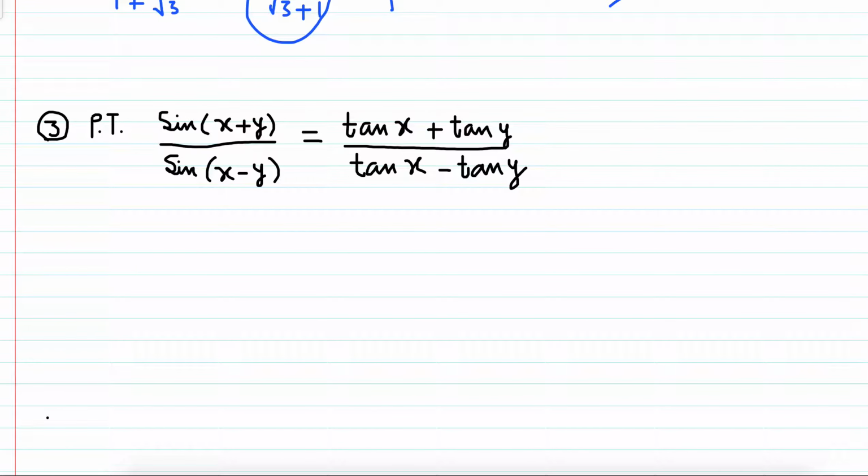So our third question is to prove that the left hand side is equal to the right hand side. So we know the value of sin(x plus y). It's sin x cos y plus cos x sin y, and sin(x minus y) is sin x cos y minus cos x sin y. So we will expand the numerator.